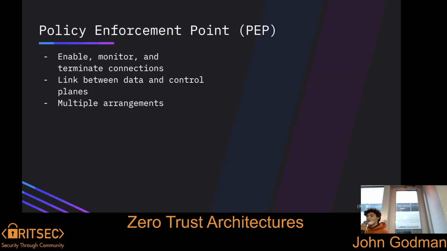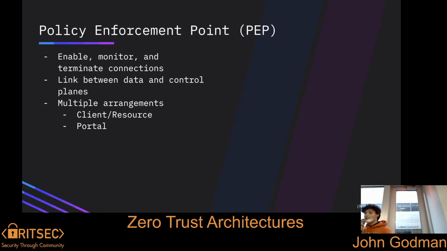For instance, they can be more of a client resource model, where the PEP sits directly in front of the resource, and that client has like an endpoint agent on it. Or they can act more as a gateway portal, where the PEP is its own entity that sits in between the subject and resource. There's a lot of different configurations, all with their own benefits and specifications, and it really depends on the scenario for that resource and subject.